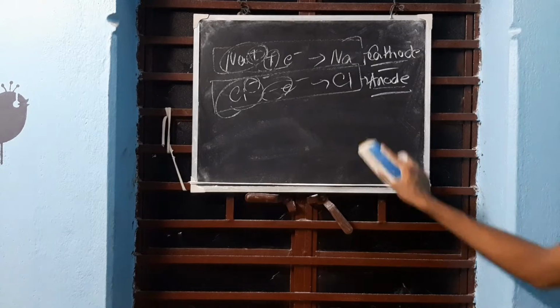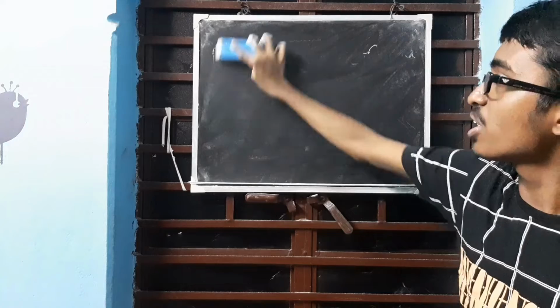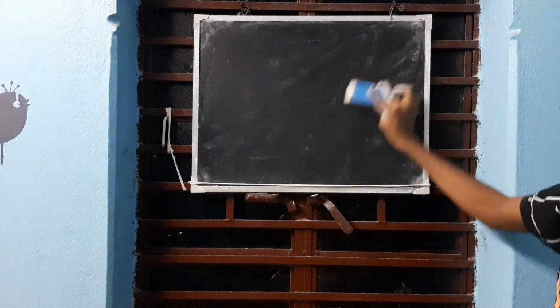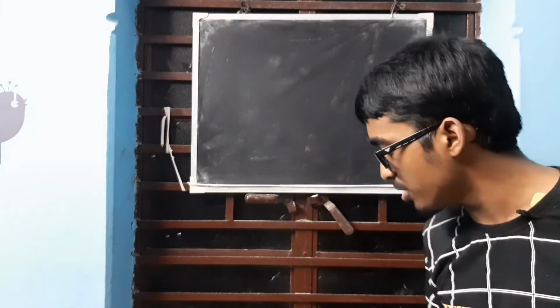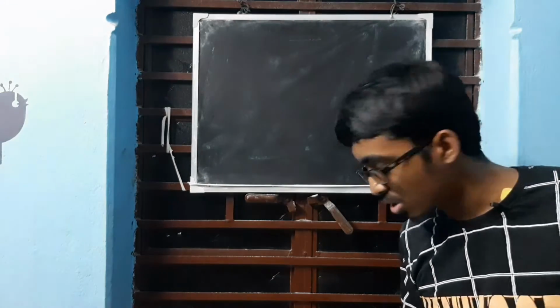Oxidation definition is given in your book. Lot of ways definition is given. Read the electronic concept. Loss of electron or removal of hydrogen or addition of oxygen. These are all oxidations. Reduction also I have told. It is the opposite of oxidation.